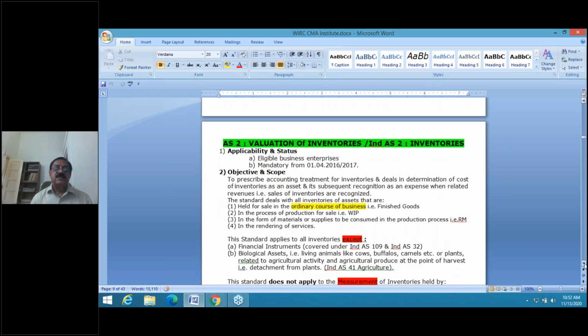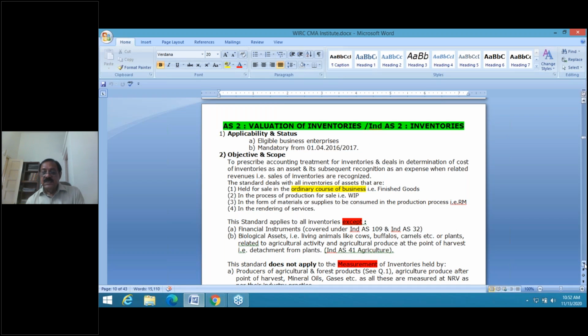Now I go to the second, Ind AS 2, valuation of inventories. The old number is 2, the new number is also 2. That means AS is 2, Ind AS is also 2. Only the name has changed. AS 2 has the name valuation of inventories. Ind AS 2 has the name just inventories. It is applicable to all business enterprises, mandatory. I am talking of Ind AS 2. It is mandatory from 1/4/16/17.